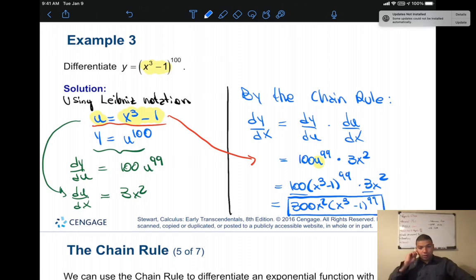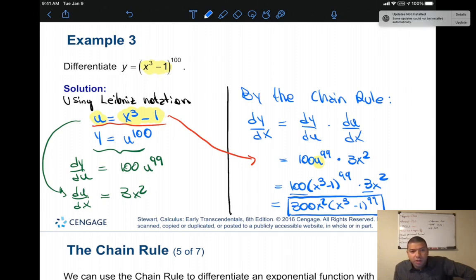Okay? So maybe it doesn't look great, but it is what it is. It is the solution to the problem. Okay, that's the derivative. If I were looking for, say, y prime of 0, I could easily find it by just plugging in 0 there, right? Y prime of 1, I could easily find it as well.